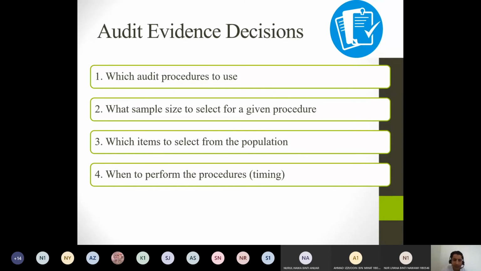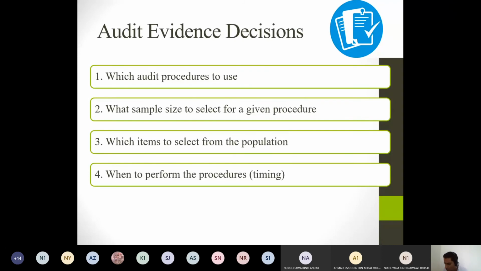Next is the sample size. If the auditor decides on a small sample size, then the audit evidence will be less. But if we decide as an auditor to have a bigger sample, then we will have bigger audit evidence, or more audit evidence. Number 3, items to select from the population. That one will also shape the audit evidence.